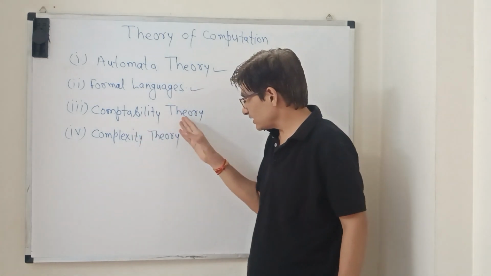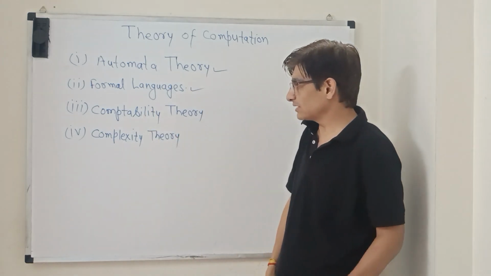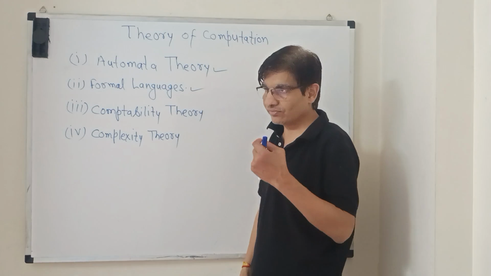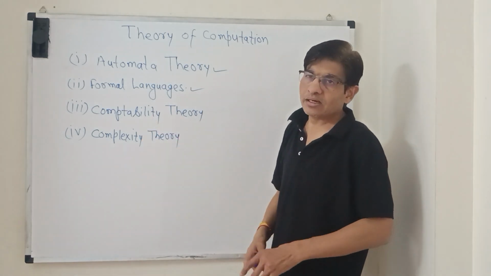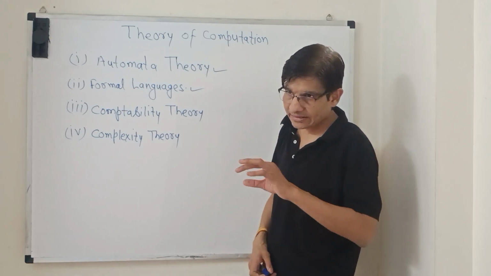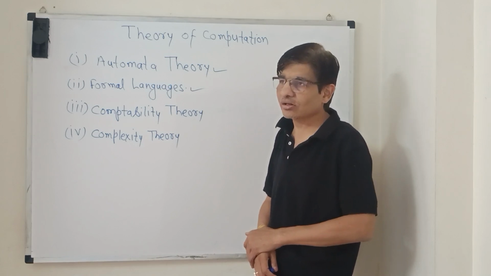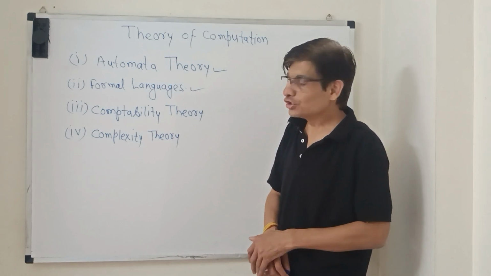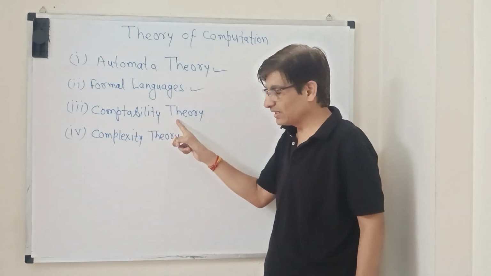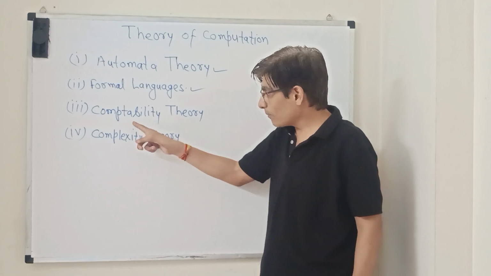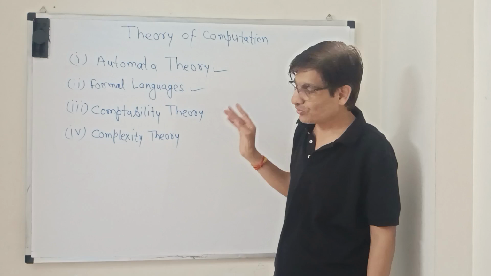And computability theory: here we identify whether some problems can be solved with a computer or not. So many problems cannot be solved with a computer, or you can say no algorithm can be designed for such problems. So computability theory mainly deals with the study of problems that can be solved with computers and the problems that cannot be solved with computers.